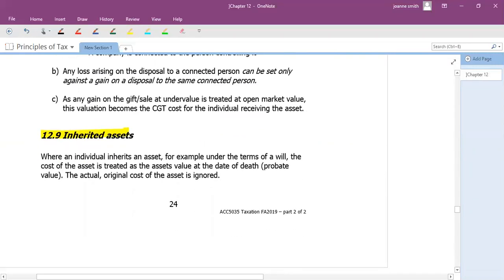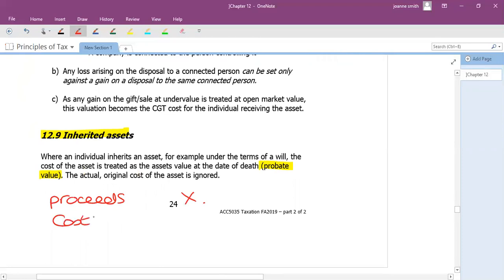Inherited assets also give us a problem. If you inherit something in a will, then you're going to get something for free because somebody's going to leave it in their estate. So what happens when somebody dies, if they've got any assets of value, the estate gets valued, and then you're given whatever items that you receive, and you will be told what their probate value is. So you get the items for free. If you keep them, there will be no tax to pay. But if you decide to sell them and it's a chargeable asset, then you might have to pay capital gains tax. So you would then compare your proceeds with your cost.